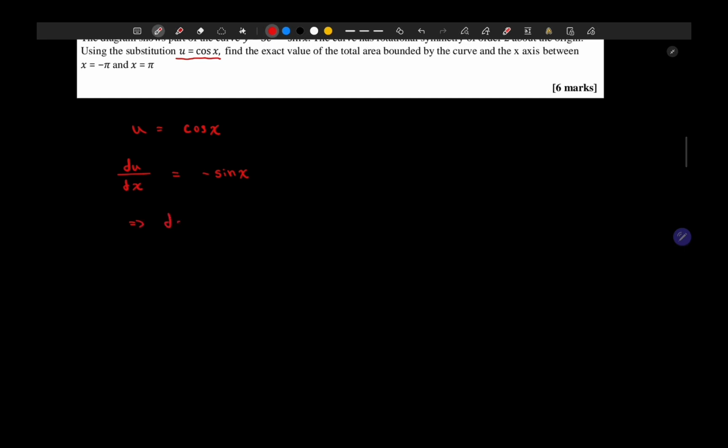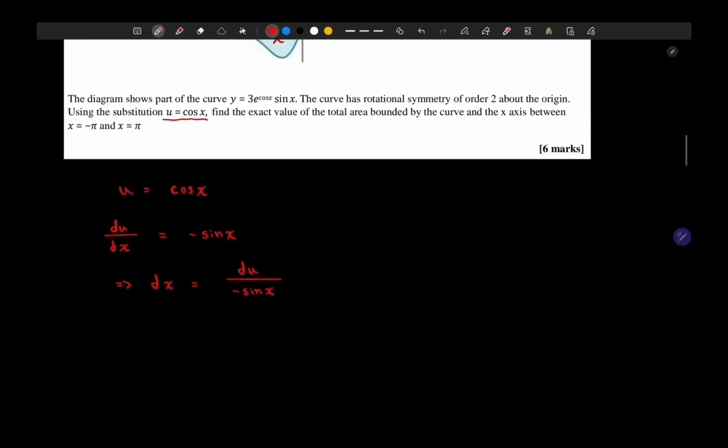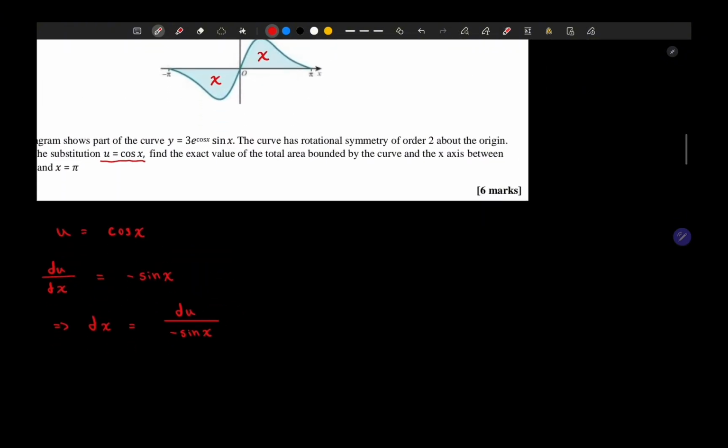So before doing anything, we need to differentiate the substitution equation. We know that u equals cos x, so du over dx should give us negative sin x. And the next step would be to make dx the subject. So we get du over negative sin x. So these are the first two steps.